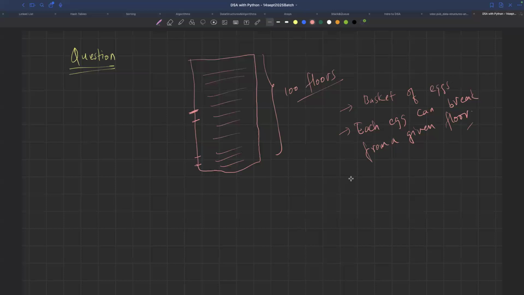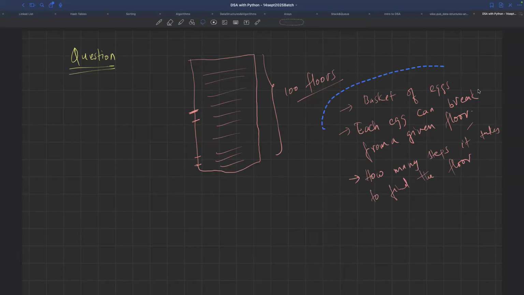So you have a basket of eggs, in that you have an infinite number of eggs. Okay, so how many steps does it take to find the floor from which the eggs will break? Can someone help me?